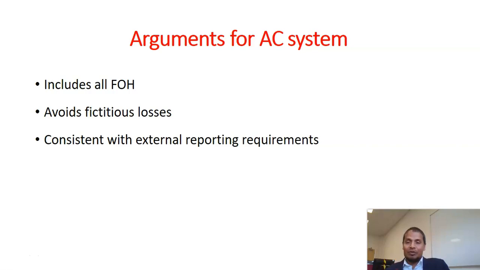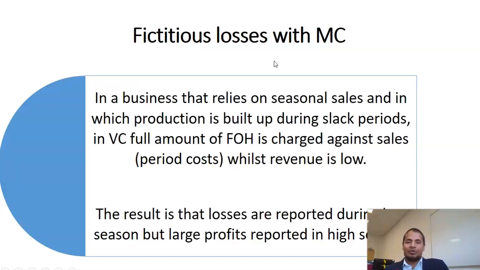What is the total cost of a product? It is recognized on the product. Absorption costing avoids fictitious losses, right? In the case of absorption costing, it doesn't show any fictitious loss. And it is consistent with external reporting requirements. The guidelines for reporting to external people, the accounting standards or reporting guidelines, are actually based on absorption costing, not variable costing. So if you want to prepare any report for outsiders, you have to prepare it according to absorption costing.